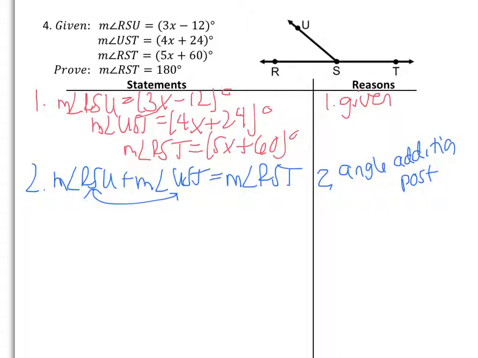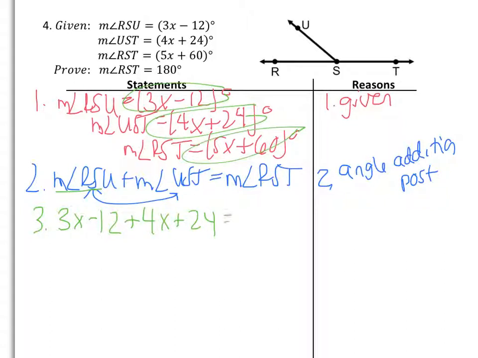All right, third step. So now we need to substitute in. So the big thing is here, substituting in for the right stuff. Seems like when people mess up, that's why. So RSU is this first one, so 3x minus 12. UST is the second one, so 4x plus 24, equals the last one.